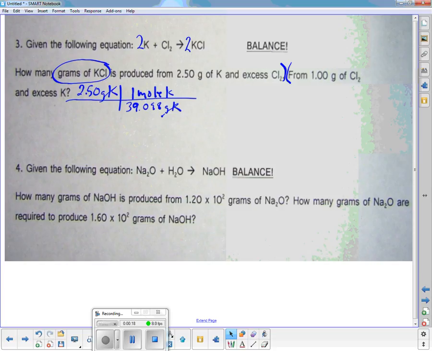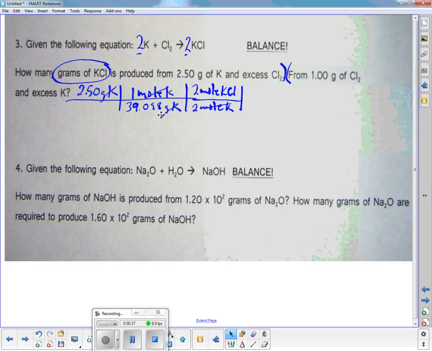Okay, so I need to change. Now that I'm in moles, I can go up to the equation, and I say, oh, for every 2 moles of K, I get 2 moles of KCl. So on the bottom, I put 2 moles of K. On the top, I put 2 moles KCl. At this point, moles go out.